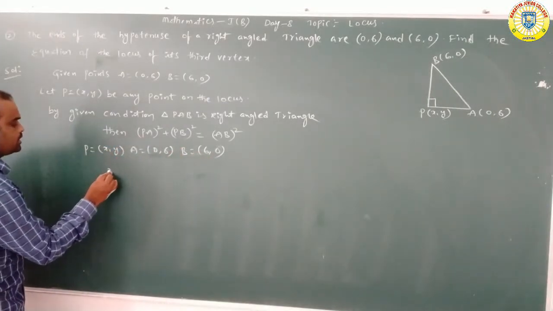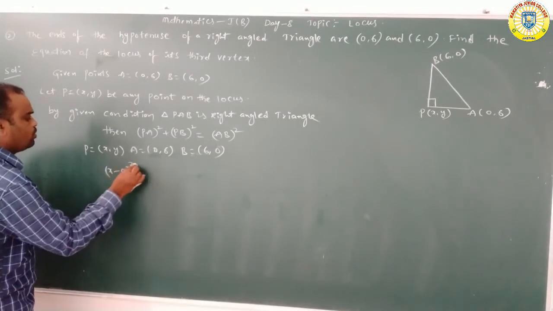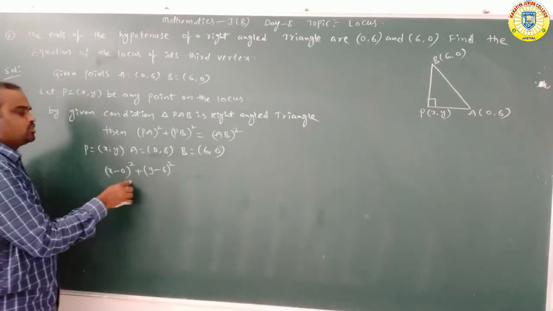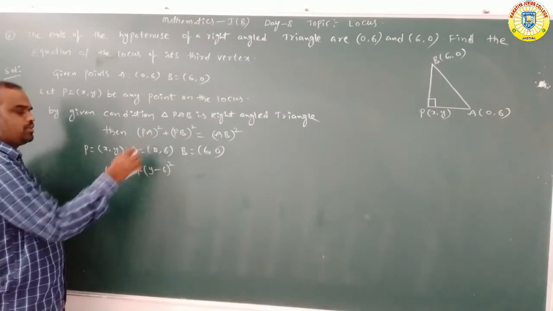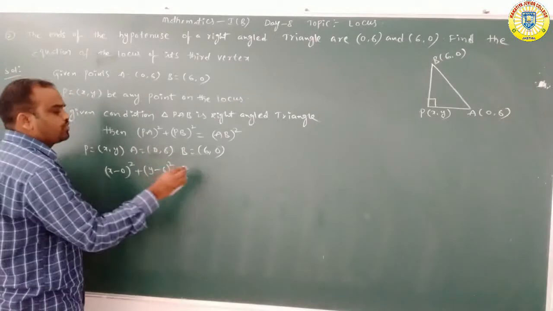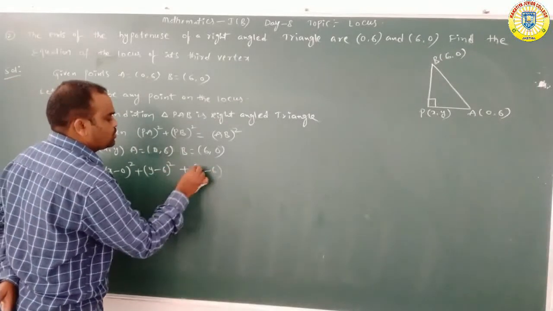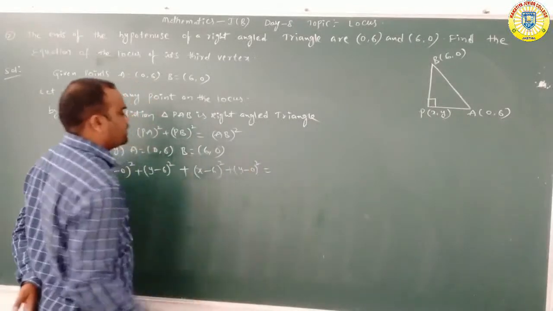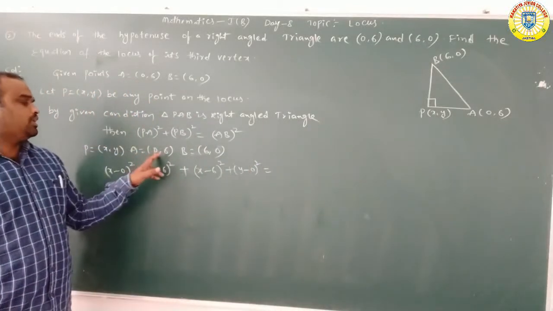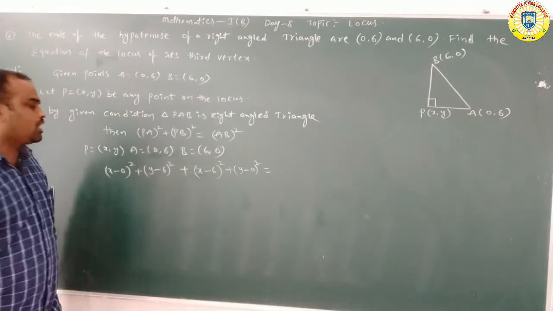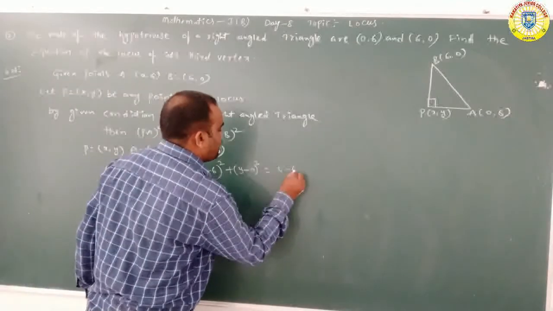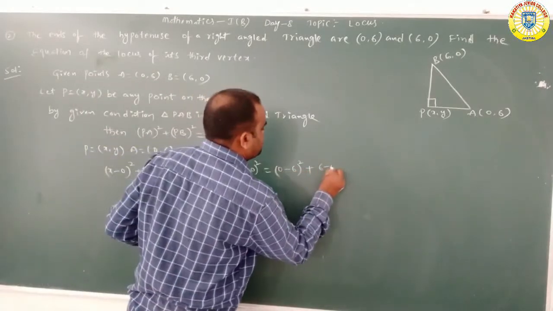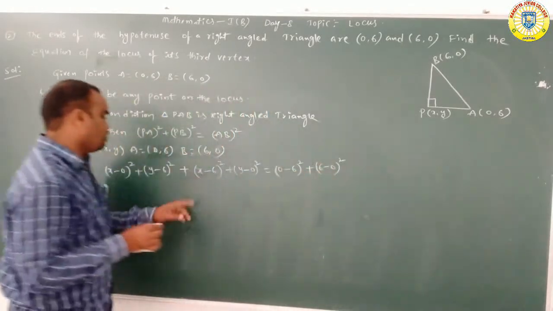Next is here. PA square is nothing but (x − 0) whole square plus (y − 6) whole square. PA square plus PB square: (x − 6) whole square plus (y − 0) whole square is equal to AB square. A equal to (0, 6), B equal to (6, 0): (0 − 6) whole square plus (6 − 0) whole square. Now we are simplifying this one.